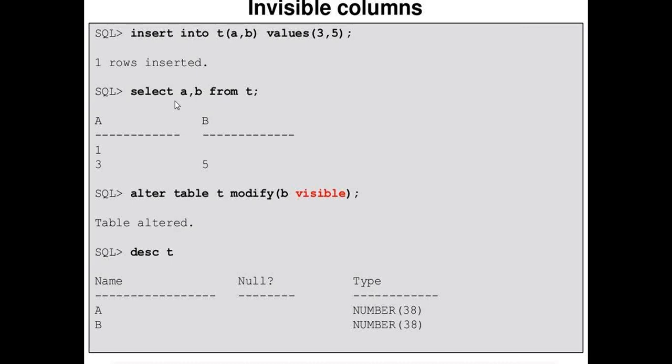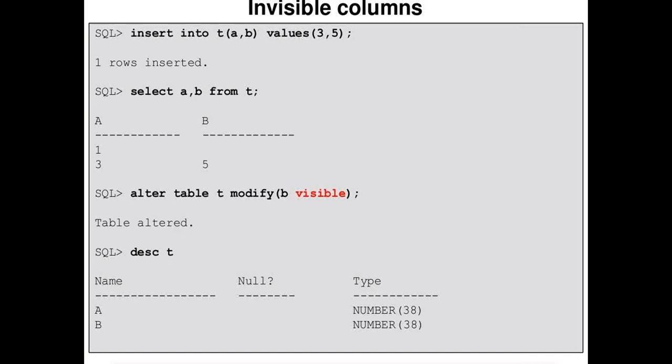So here we are inserting these two values 3 and 5 inside column A and column B. So when you insert it, insert into T A comma B values 3 comma 5. It is going to give you a message as one row is inserted. Now if you fire this command select first column comma second column from T, it is going to show you these two columns. Okay.